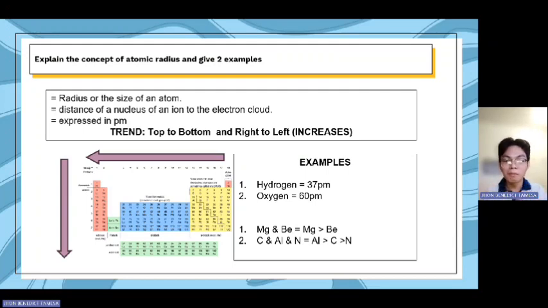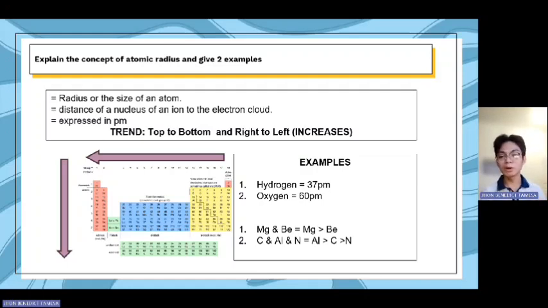So compared to the first 3 periodic trends, yung trend naman po ng atomic radius is from top to bottom, right to left. So nag-increase po siya from right to left and top to bottom. So contrasting yung way niya from those 3 periodic trends po kanina. So here we have examples.